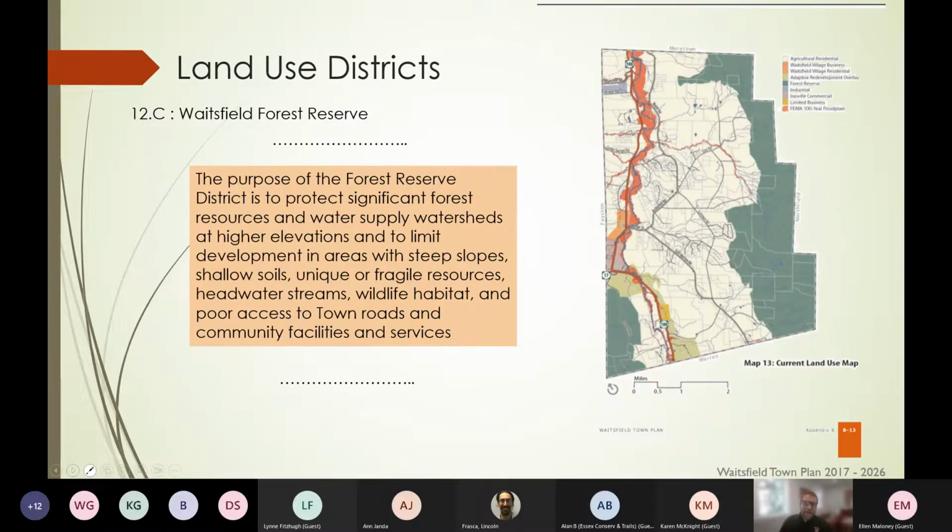Okay, while we're talking about land use districts, this is Waitsfield, and you can see that Forest Reserve District on the right-hand side, and that's a huge chunk of the Northfield Range. I believe it's everything above 1,700 feet elevation. And you can see the purpose statement of the district. The purpose of the Forest Reserve is to protect significant forest resources and the water supply at higher elevations, and to limit development in places with steep slopes or shallow soils, unique or fragile resources.